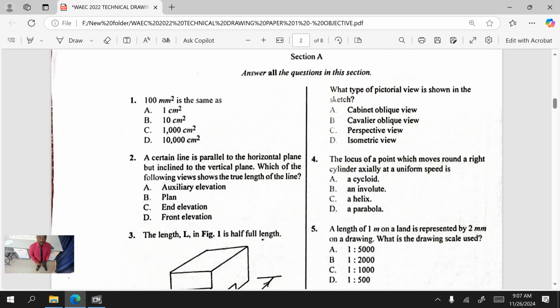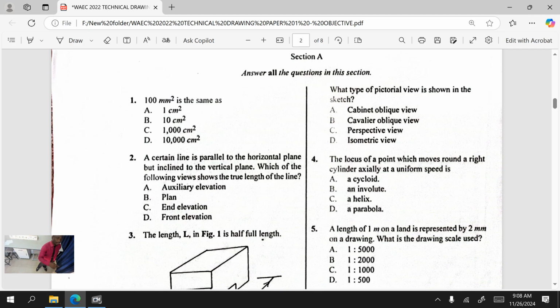So we start from section A. Section A is always 30 questions. It is focused on the geometrical aspect of technical drawing. So we'll be looking at questions on the geometric aspect of the drawing. Building and mechanical drawing will take 10 questions. That is optional. So we get to the section B aspect. This section A says answer all the questions in this section.